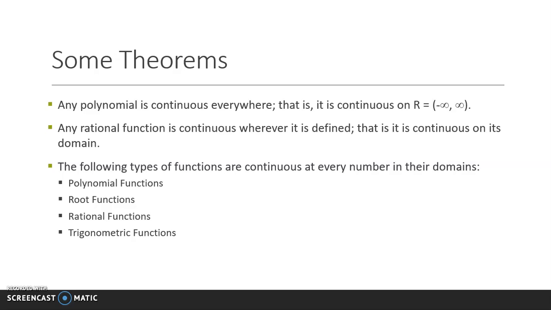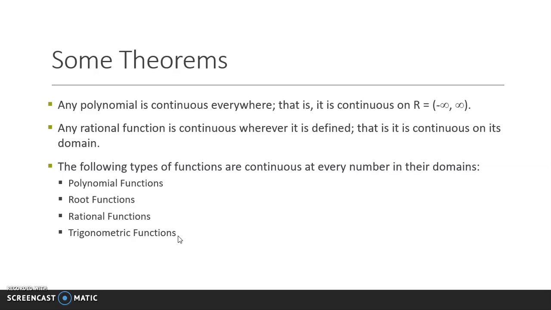The following functions are continuous at every number, again, in their domains. Polynomial function domains are all real numbers. Rational functions, the domain is anything that would not make the denominator 0. Root functions, remember, you want to avoid doing the square root of a negative number or any even numbered root of a negative number. So that's where those would be undefined. And trig functions, sine and cosine, their domains are all real numbers. Tangent and cotangent would have different domains, so you'd want to just check their domains to see where it's not going to be continuous.